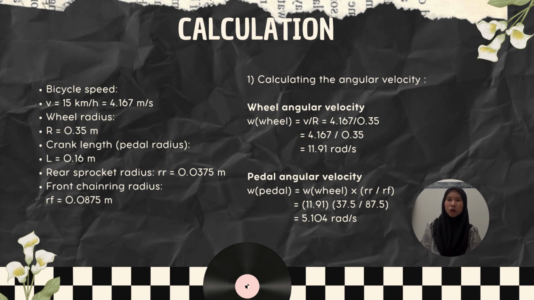Under the assumption of pure rolling without slipping, the angular velocity of the wheel can be calculated using the equation omega equals V over R. Substituting the values, the wheel angular velocity is 11.91 radians per second. Next, the angular velocity of the pedal is determined by considering the sprocket and chainring ratio. Using this ratio, the pedal angular velocity is calculated as 5.104 radians per second.